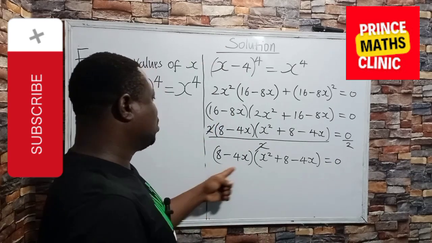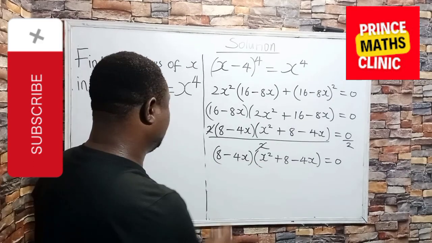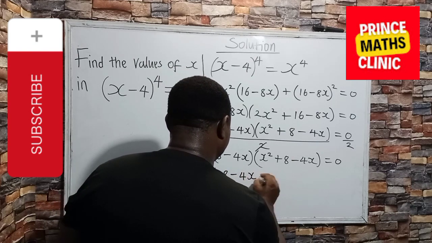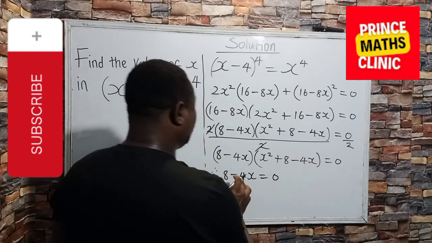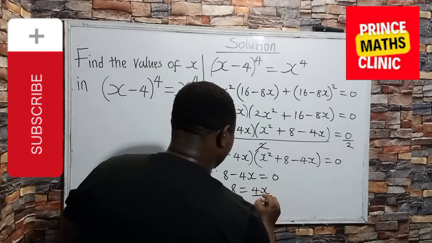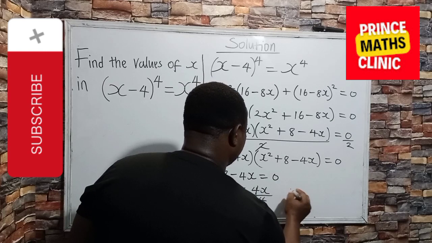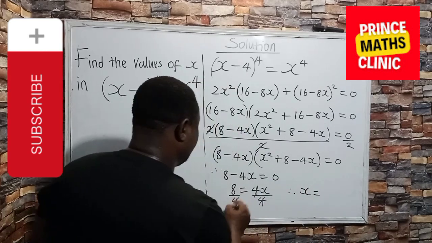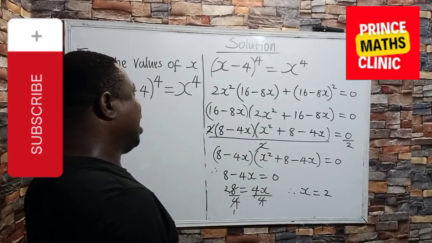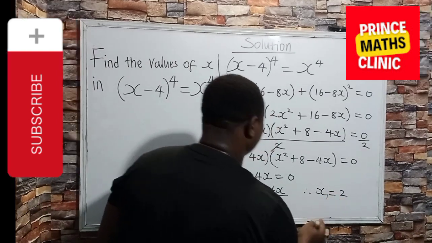Whenever you have two factors in a bracket like this, either of them is equal to 0. Therefore, 8 minus 4x is equal to 0. So if I push 4x here, 8 will be equal to 4x. If I divide both sides by 4, 4 will cancel 4. Therefore, my x will be 4 here 1, 4 here 2. x will be equal to 2. Right? That is one of the values for x. So let's call this x1.